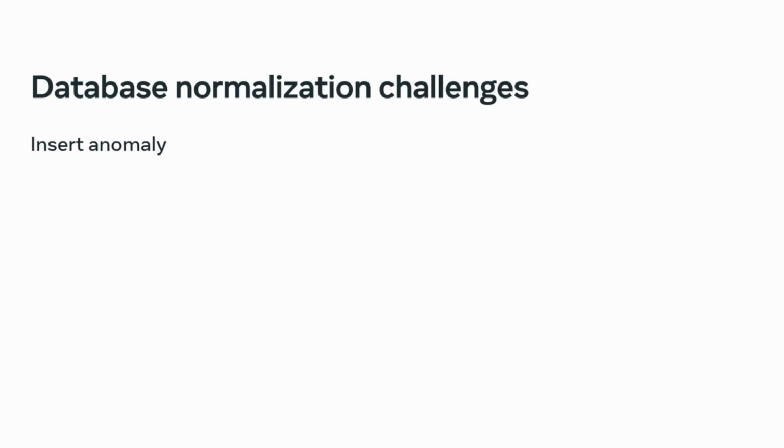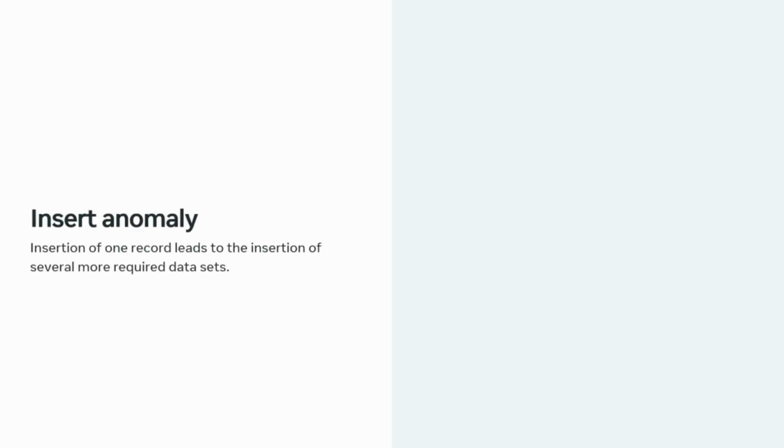Creating tables that serve multiple purposes causes serious challenges and problems for database systems. The most common of these challenges include insert anomaly, update anomaly, and deletion anomaly. Let's begin with an overview of insert anomaly. Insert anomaly occurs when new data is inserted into a table, which then requires the insertion of additional data.